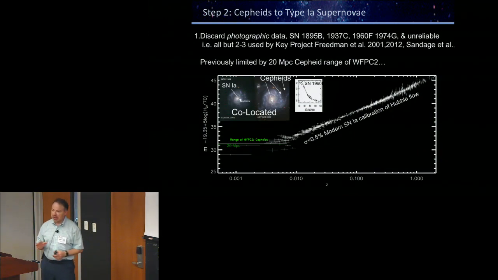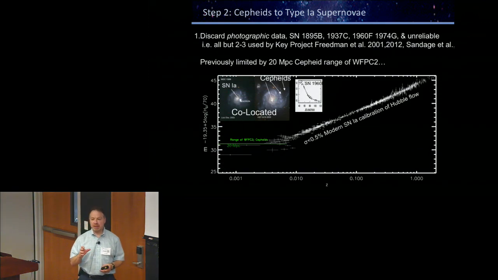Step 2, this is really, I got to say, one of the main reasons the Hubble Space Telescope was built, was to be able to resolve stars in other galaxies, and in particular to allow you to calibrate distances by recognizing those kinds of stars.